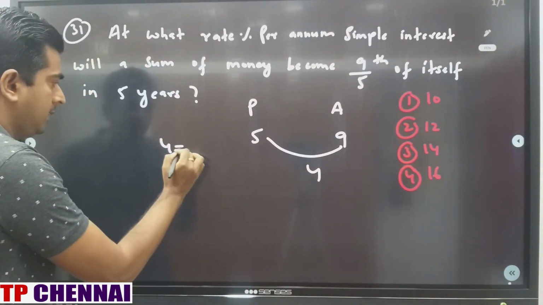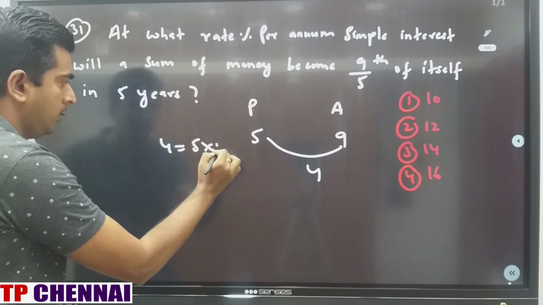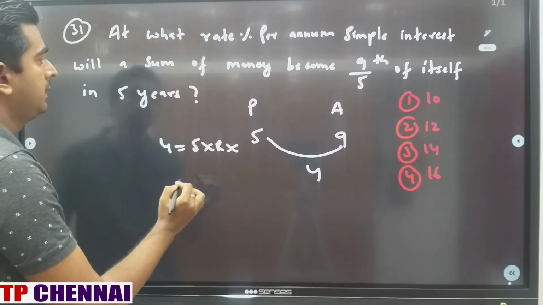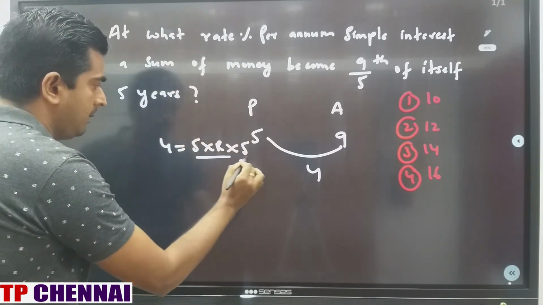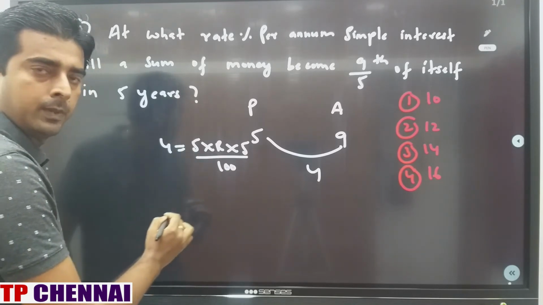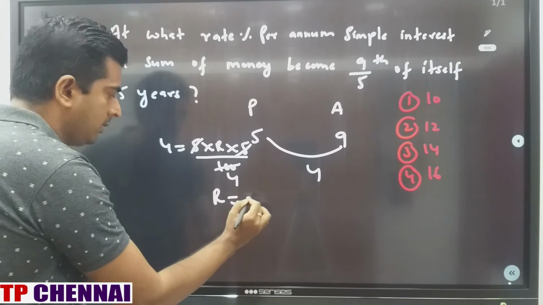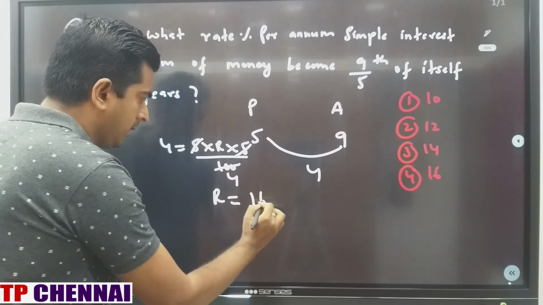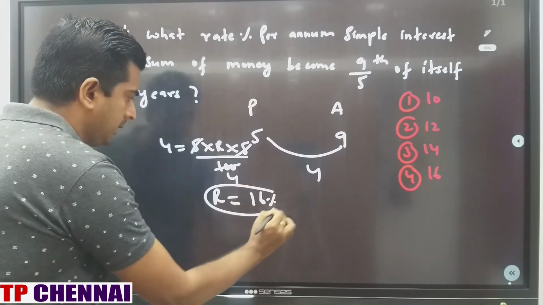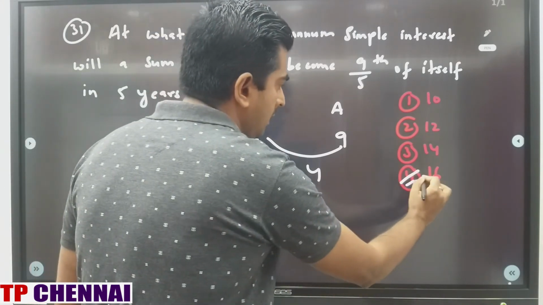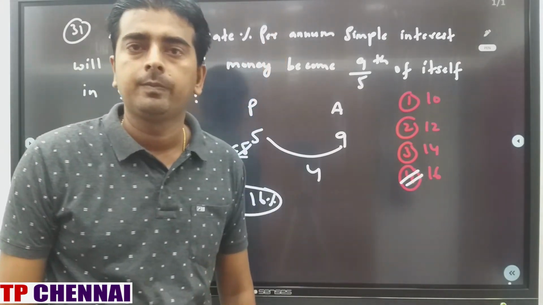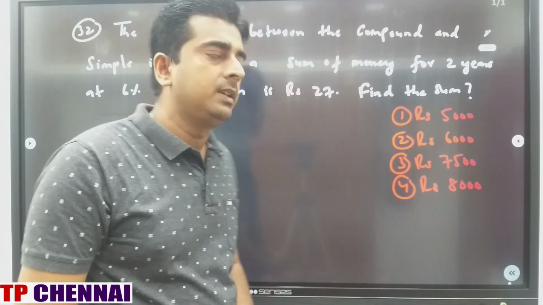So SI is equal to T into R. Time is how much they have given you? 5 divided by 100. 5 into 5, 25 into 4, 100. So R is equal to 4 into 4, 16%. My answer is 16%, which is the fourth option. So I hope you are clear with the previous question. Now we'll see the next one.